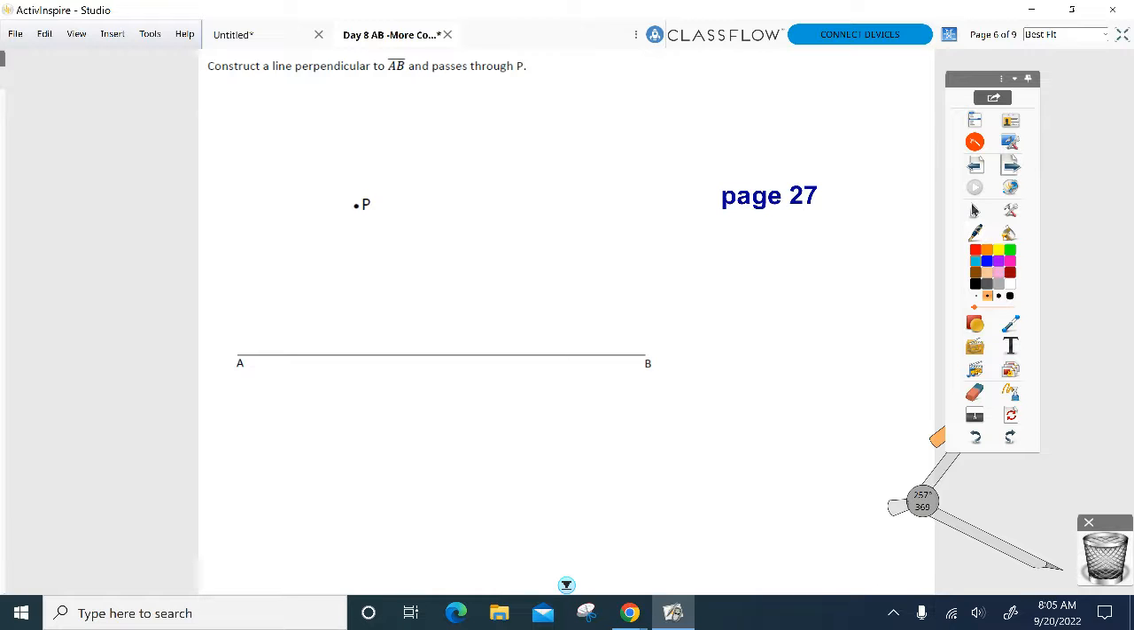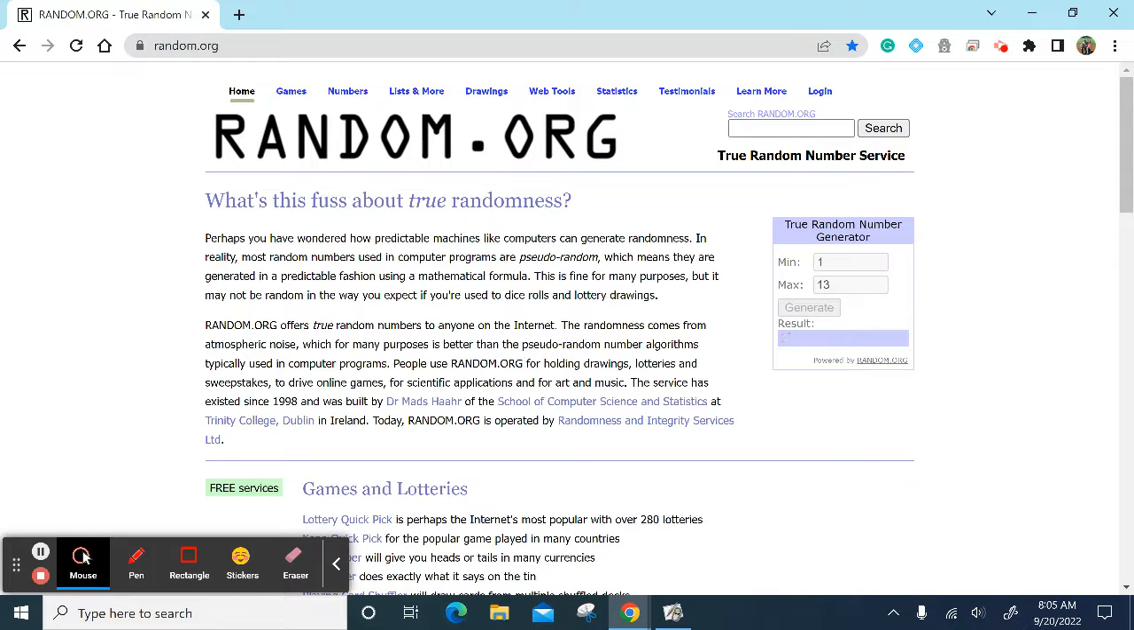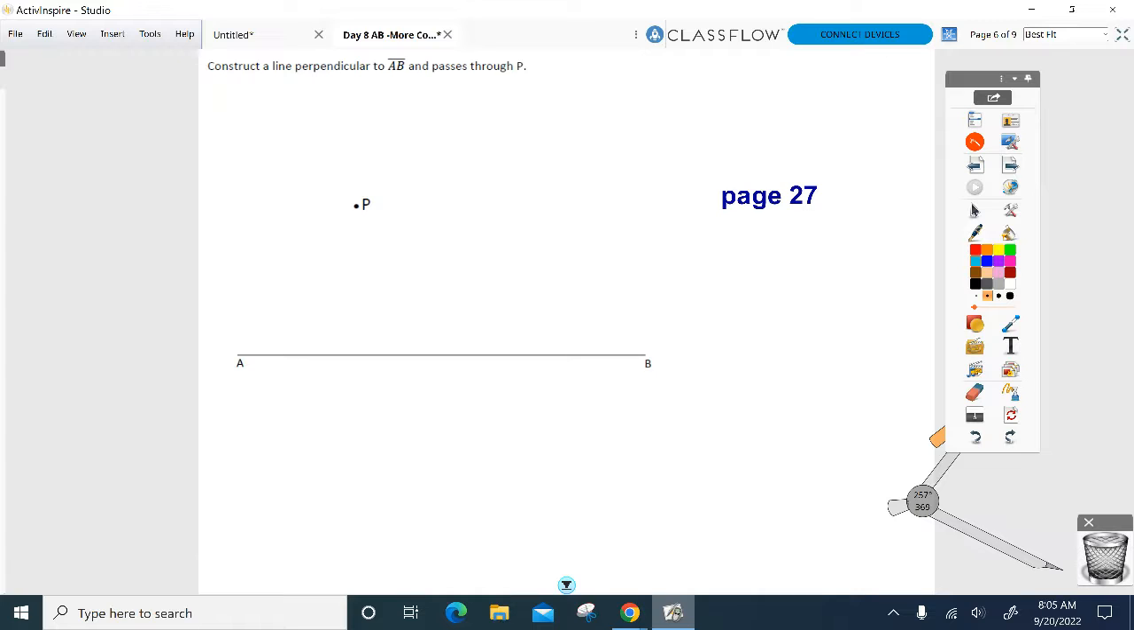All right, ready. Now what am I looking for? A line that's perpendicular. Tell me something here. What's this going to look like at the end? Perpendicular to AB. So what's got to happen? Perpendicular to AB.